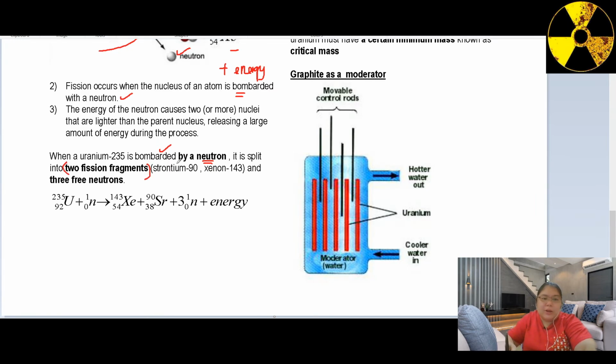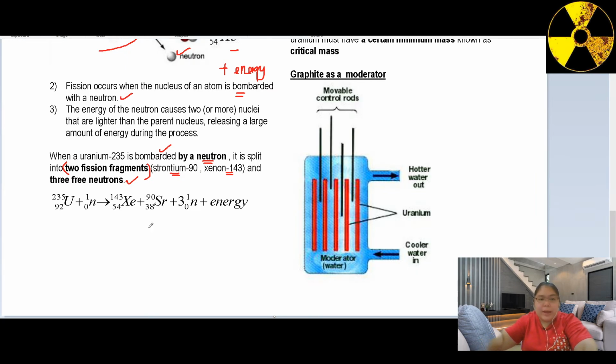Just now I told you the fragment. That means there's a lighter nuclei. Here they come out as strontium 90 and xenon 143. After that, 3 free neutrons come out together. So from here we can see how to write the equation. Let's see the equation. First we write the uranium.